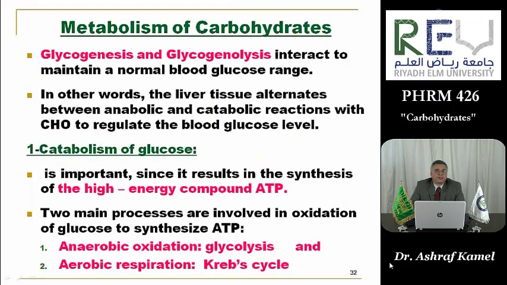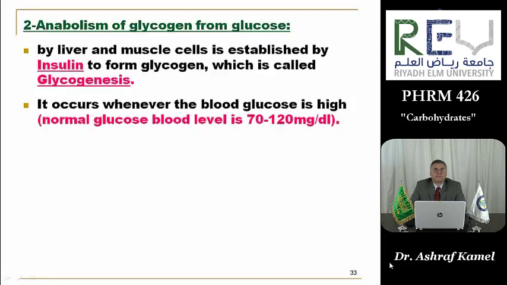Metabolism of carbohydrates. Glycogenesis and glycogenolysis are two opposite reactions that interact to maintain a normal blood glucose range. In other words, the liver tissue alternates between anabolic and catabolic reactions with carbohydrates to regulate the blood glucose level. Catabolism of glucose is important as it results in the synthesis of the high-energy compound ATP. Two main processes are involved in the oxidation of glucose to form ATP: the anaerobic oxidation, glycolysis, and the aerobic oxidation through the Krebs cycle.